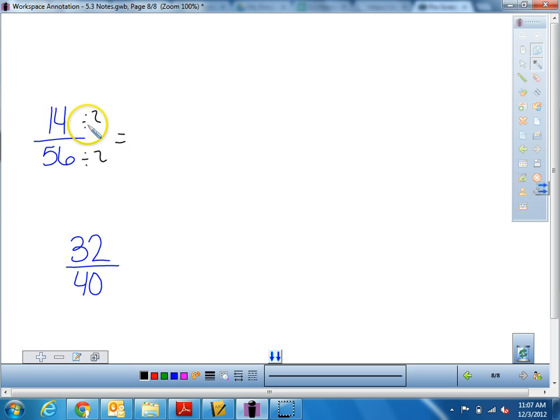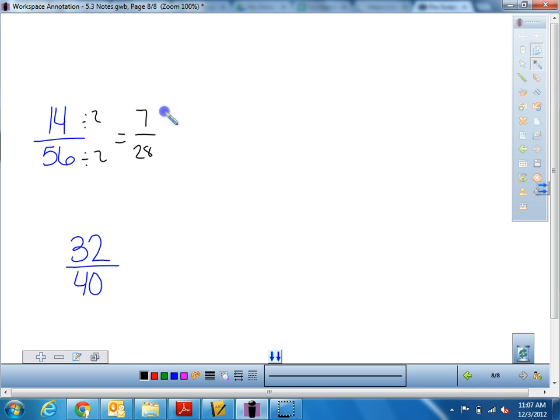So what happens when I get 14 divided by 2? I get 7. 56 divided by 2, oh, remember 56 is 50 plus 6. Half of 50 is 25. Half of 6 is 3. So 25 plus 3 is 28. So 7/28. Do they have anything in common, or is this as simple as it can go?